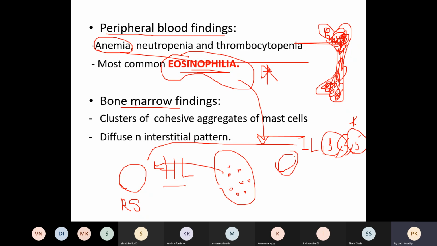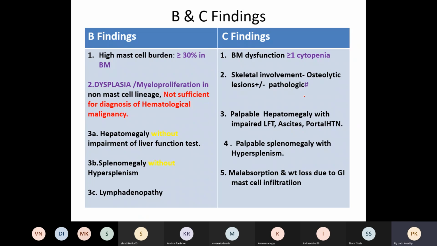Now coming to bone marrow findings. In the bone marrow you're going to see clusters and cohesive aggregates of mast cells, either in a diffuse pattern or in an interstitial pattern. Now coming to B and C findings.